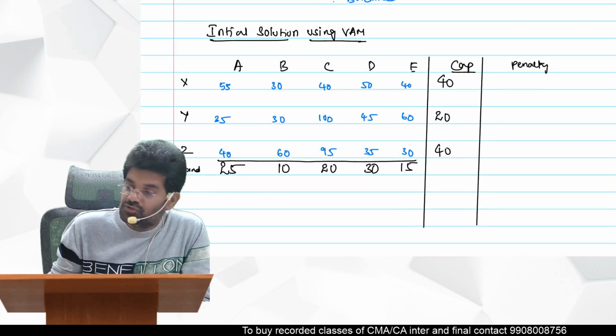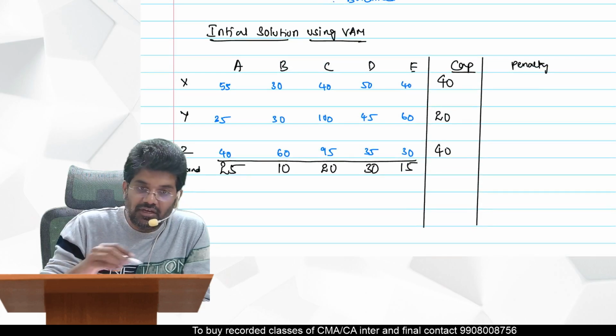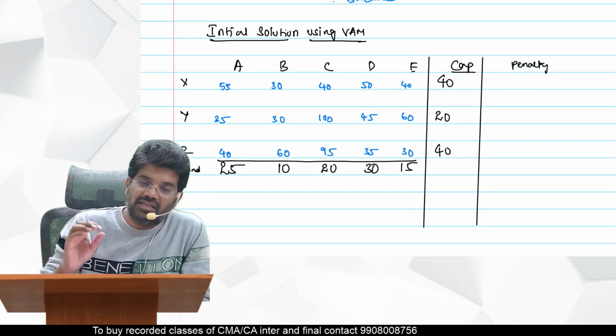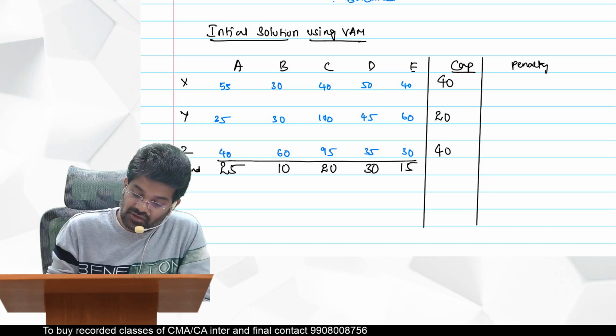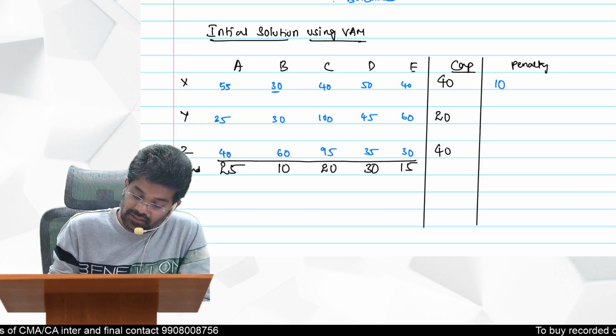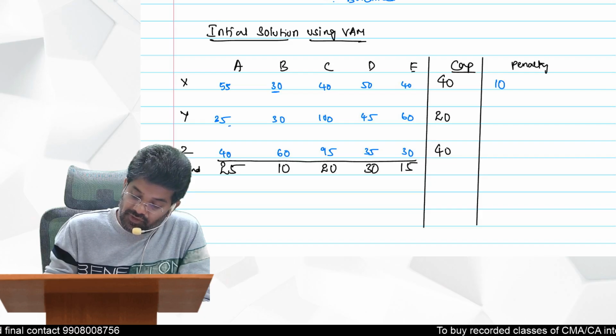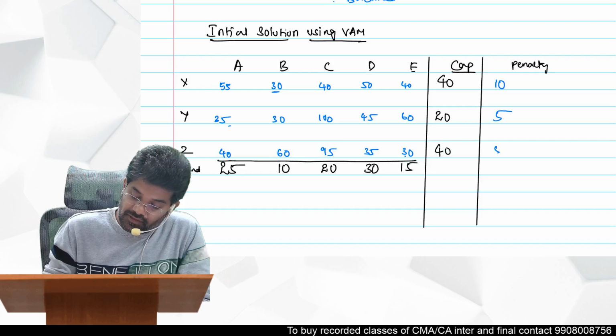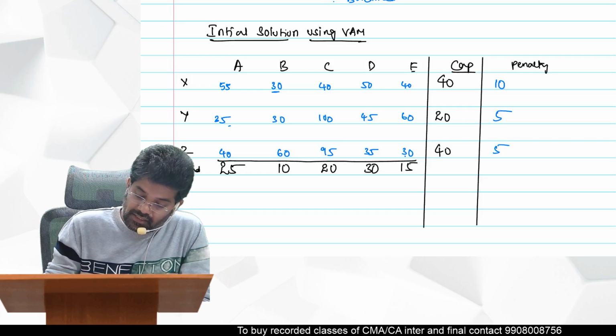Now first what should you calculate? Penalties, for each row and column. How to calculate the penalty? The difference between the first least cost and the second least cost. What is the first least cost here? 30. Second least cost is 40. So 10. Next, here first least cost 25, second least cost 30, so 5. First least cost is 30, next is 35, so 5.